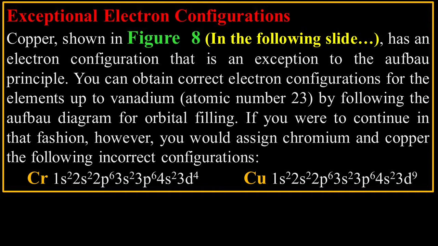So you can obtain the correct electron configuration for elements up to scandium, atomic number 23, by following the Aufbau diagram for orbital filling. And we looked at the periodic table for that as well. That also gives us the Aufbau filling. If you were to continue in that fashion, however, you would assign chromium and copper the following incorrect configurations. And this is what you would get: 4s2 and then 3d4 for chromium, and then 4s2 3d9 for copper. And that's the way we'll end up doing it, unless otherwise noted.